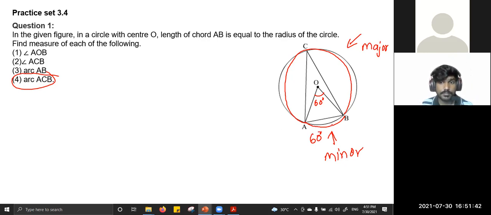Arc ACB. So you will just minus 60 from 360. Correct. That's 300. So will you be able to write both of them, arc AB and arc ACB? For homework. Okay.